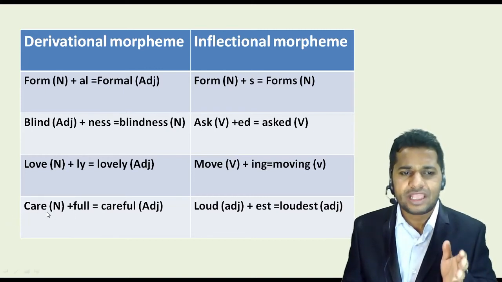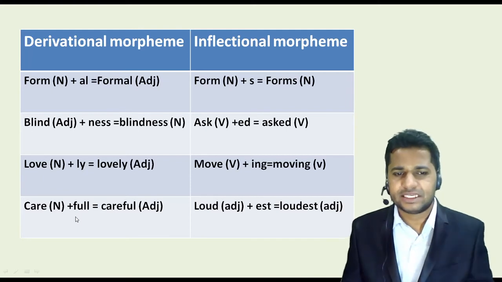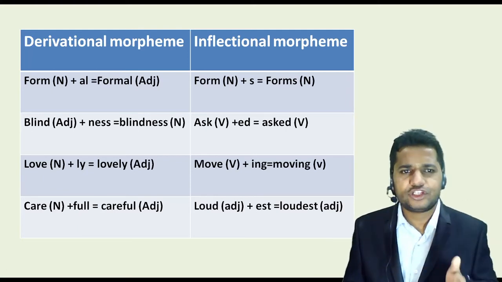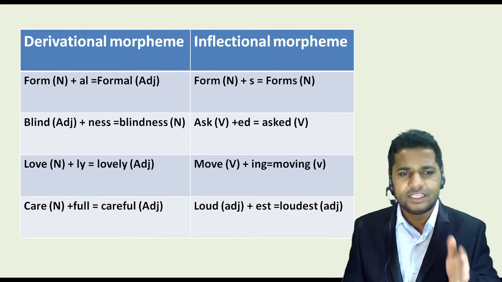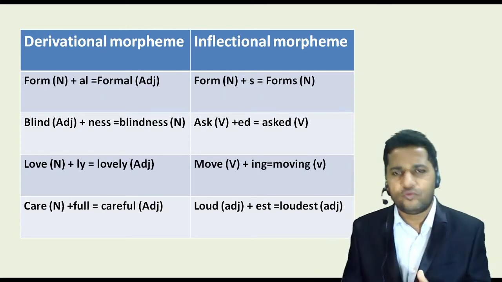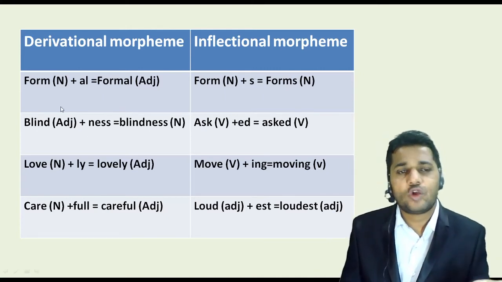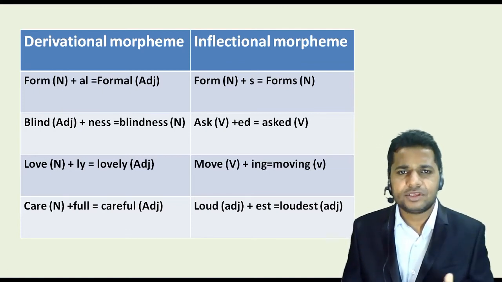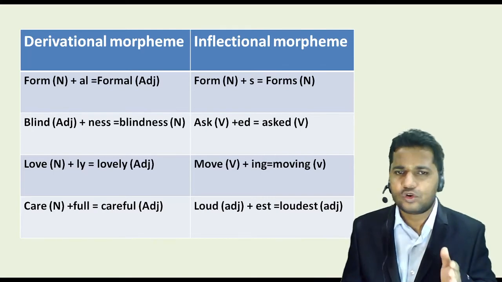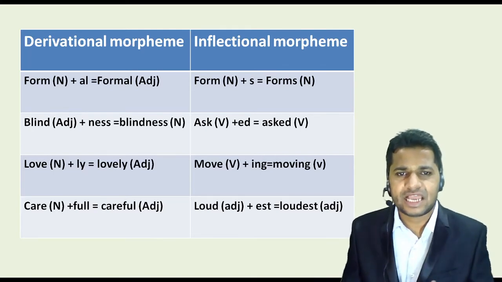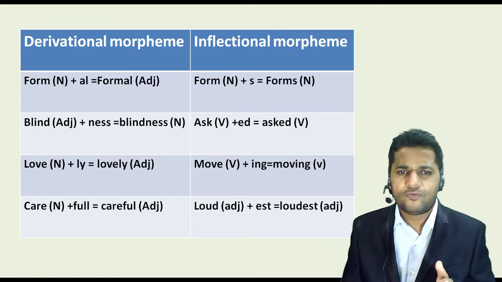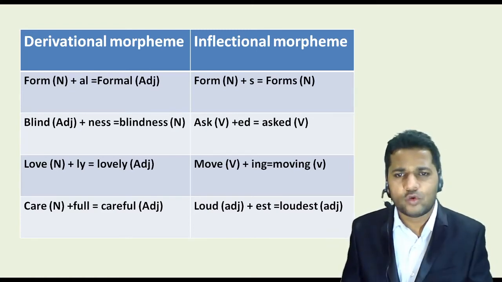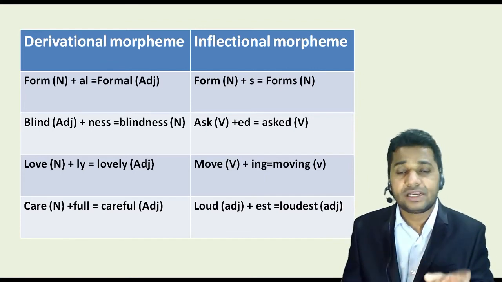The last one, care is a noun, if you add ful, careful, it becomes an adjective. So these are derivational morphemes. Hope you understood this very well. Now inflectional morphemes: here you do not find a change in the grammatical category, because they stop the word, they do not allow the word to grow further in size. For example, form is a noun, when you add s, forms, again it's a noun. From singular to plural, but it's a noun only.